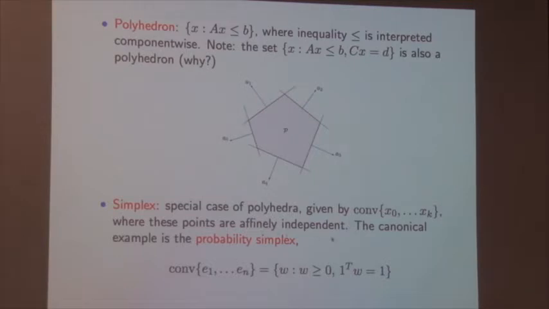So what does it mean for points to be affinely independent? Just to remind you, this might be terminology you haven't heard of. If I have points x0 through xk, and I claim that they're affinely independent, another way of saying that is that x1 minus x0, x2 minus x0, all the way through xk minus x0 are linearly independent. So it's just a different concept than linear independence, but it's important to know that distinction.